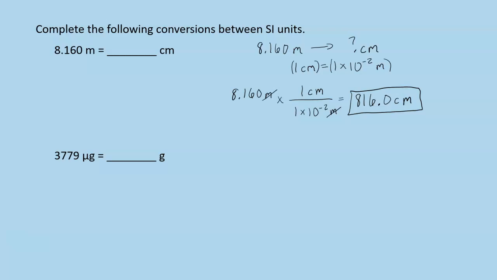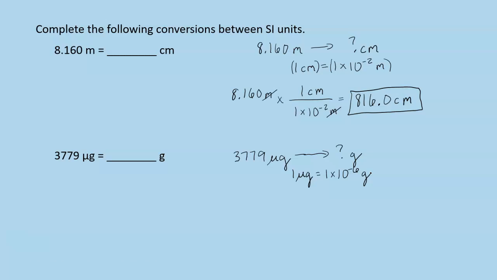Okay, now on the second example, we've got 3,779 micrograms. We want to convert that into grams. So again, we're going to create a simple roadmap where we're given micrograms and we want to find the grams. And underneath that arrow, we're going to include the equality that takes us from the microgram to the gram. So we know 1 microgram is equal to 1 times 10 to the negative 6th grams.